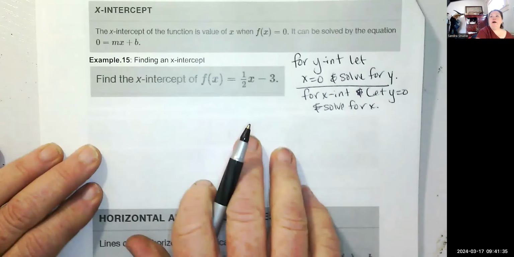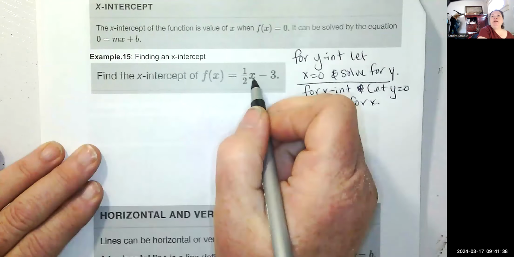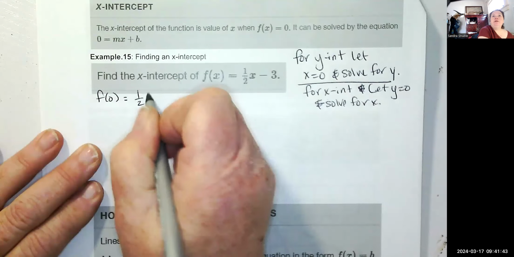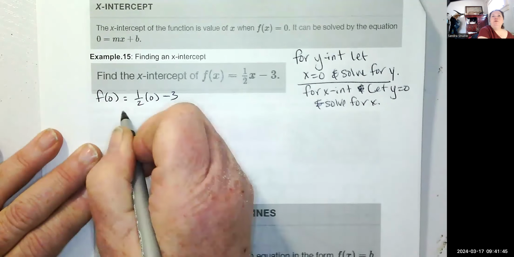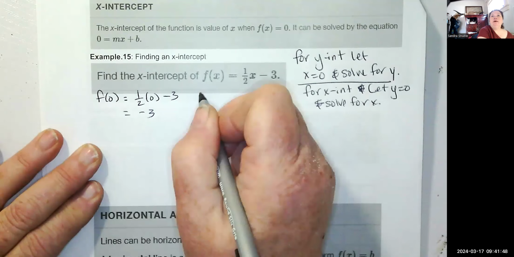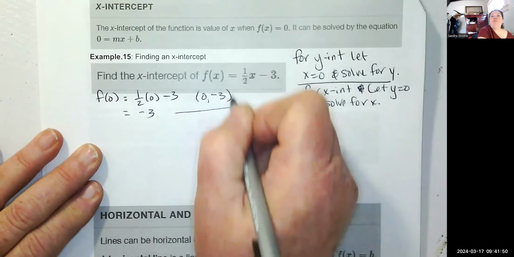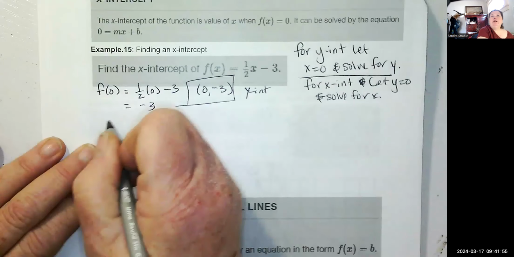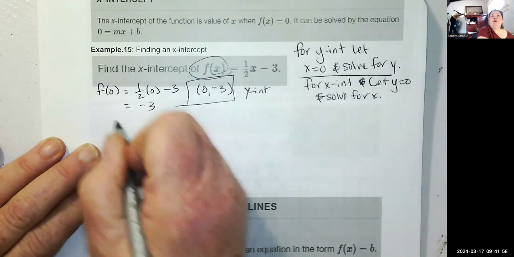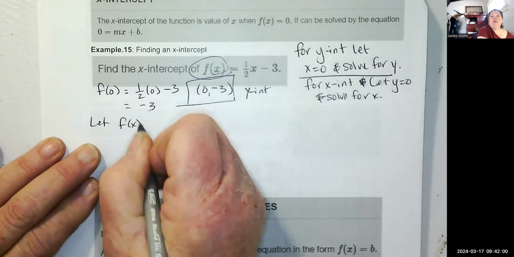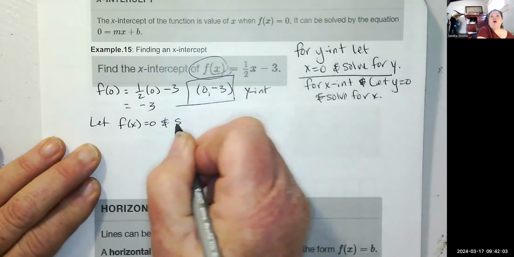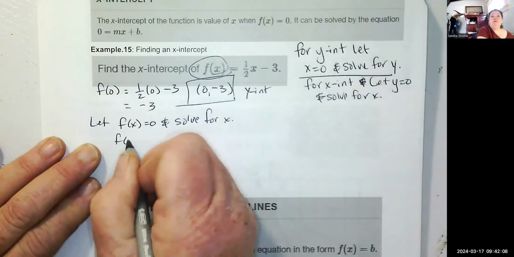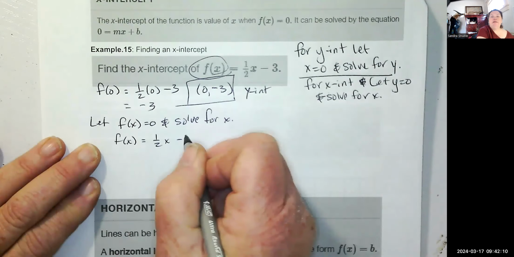Let's just go ahead and solve the y-intercept first. That's where we let x equal 0. So f of 0 is equal to 1/2 times 0 minus 3, which is just -3. So the y-intercept is 0, -3. For the x-intercept, we're going to let y equal 0. So in this case, f of x equals 0 and solve for x. So f of x is equal to 1/2 x minus 3.